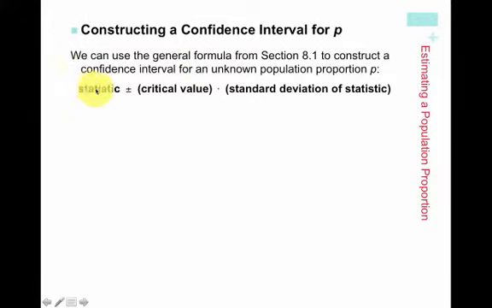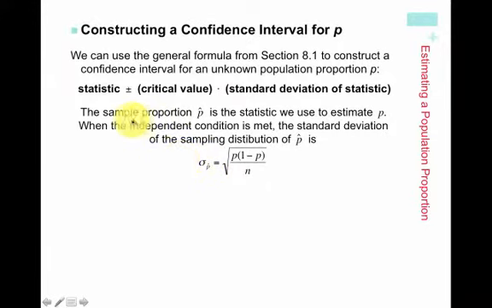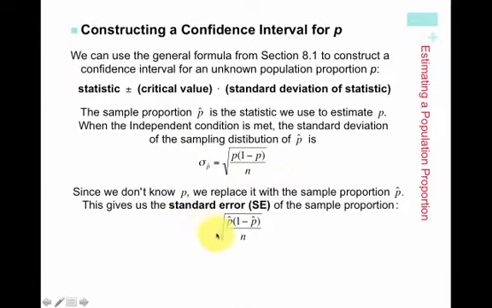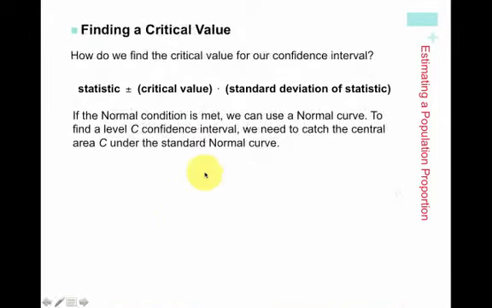So we have this formula: statistic plus or minus critical value times standard deviation. We're using our p hat to estimate p, and since our 10% condition is met, we're actually calculating the standard error. When we substitute p hat for p, we are now finding the standard error instead of the standard deviation. Slight difference in terminology, same thing that we're doing though. So when the standard deviation is estimated from the data, the result is called the standard error of the statistic. If the normal condition is met, we can use the normal curve.